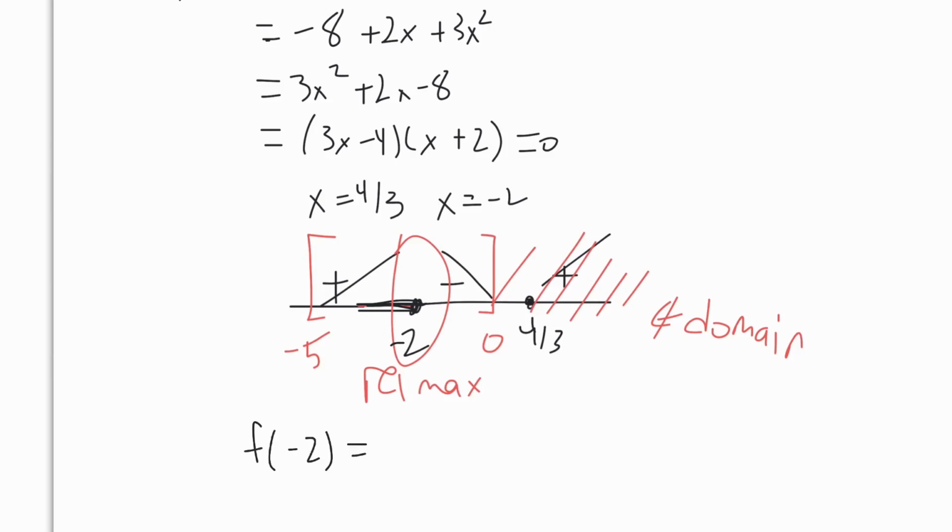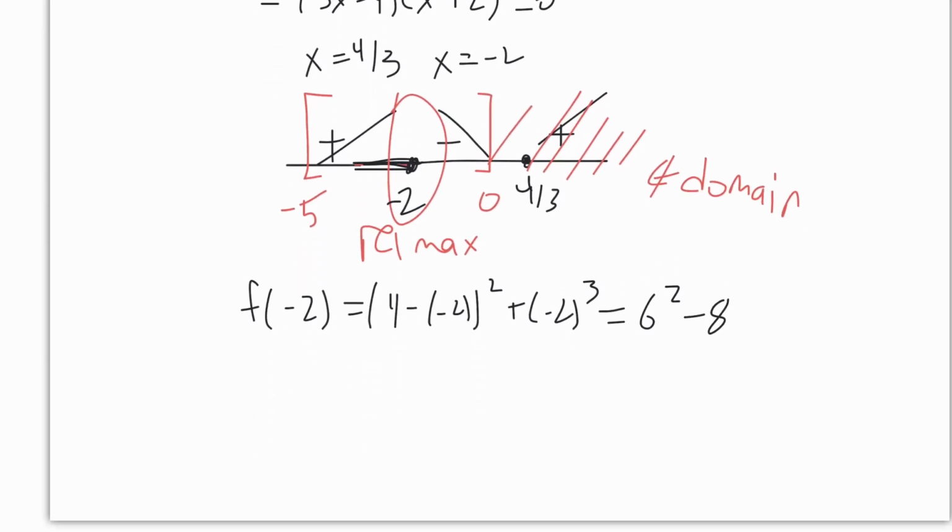So f(-2) is (4 minus -2) all squared plus (-2) cubed. So that'll give us 6 squared minus 8, so that will give us 36 minus 8, so 28. So there's our maximum value. The maximum value the function takes on is 28.